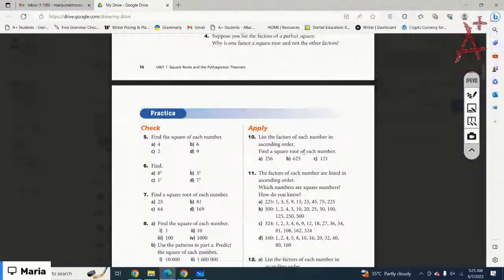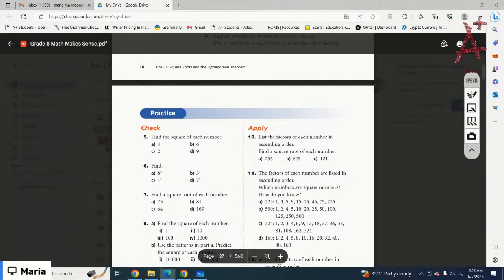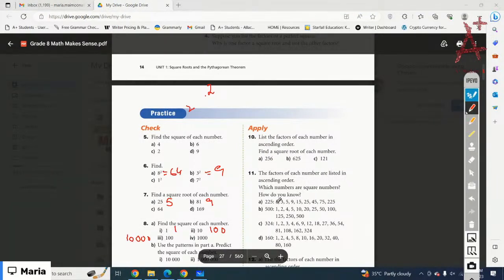Got it? Okay, the factors of each number are listed in ascending order. Which numbers are square numbers? You have to see which are square. Just count them. If the factors are odd in number, 1, 2, 3, 4, 5, 6, 7, 8, 9, they are 9. 9 is an odd number. That means yes, 225 is the square of 15, 15 times 15. Yes, it is a square.